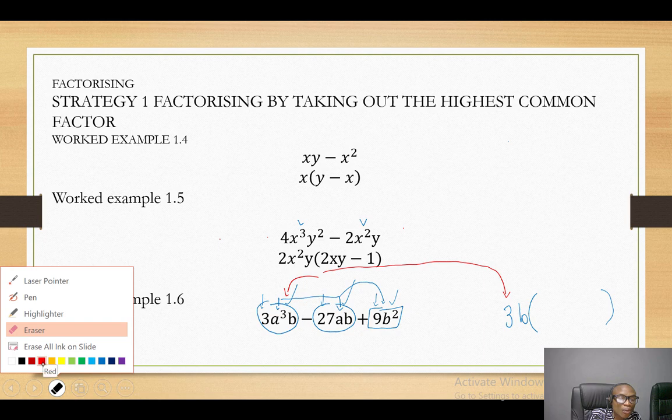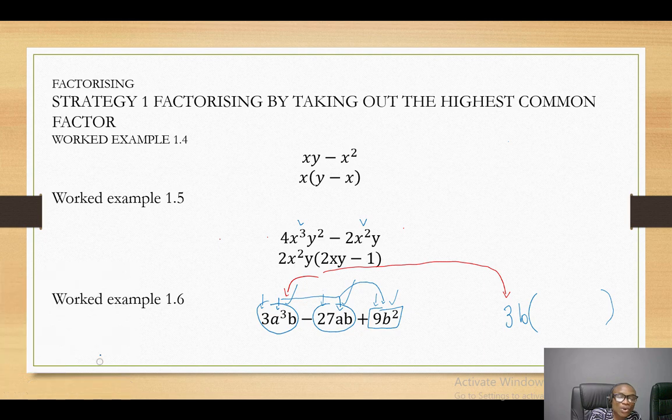So that I can show my workings there. You are going to say 3a cubed b divided by 3b. You are left with a cubed. So your first term in the bracket is a cubed.